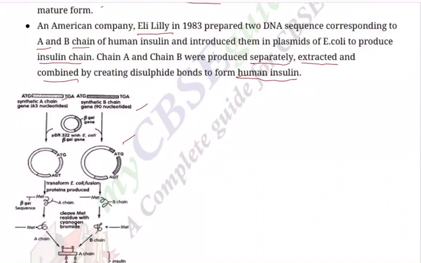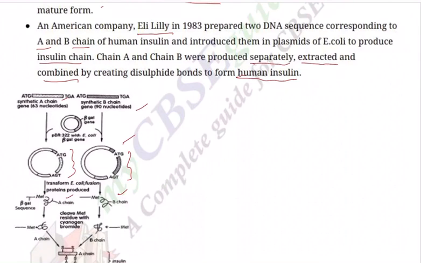You can see here the genes and the cut portions of this as well as this, and this is attached to the plasmid. Once the rDNA is prepared with the attachment of the desired gene into the plasmid, transform E. coli, so fusion of proteins is produced. So you get the A chain as well as the B chain.